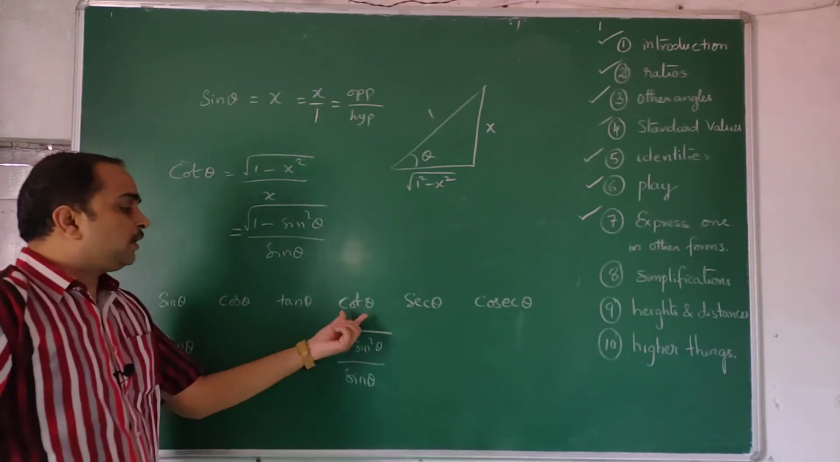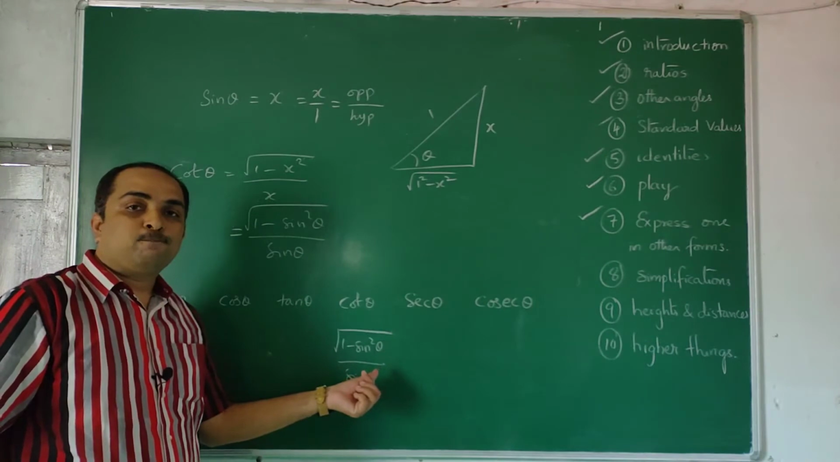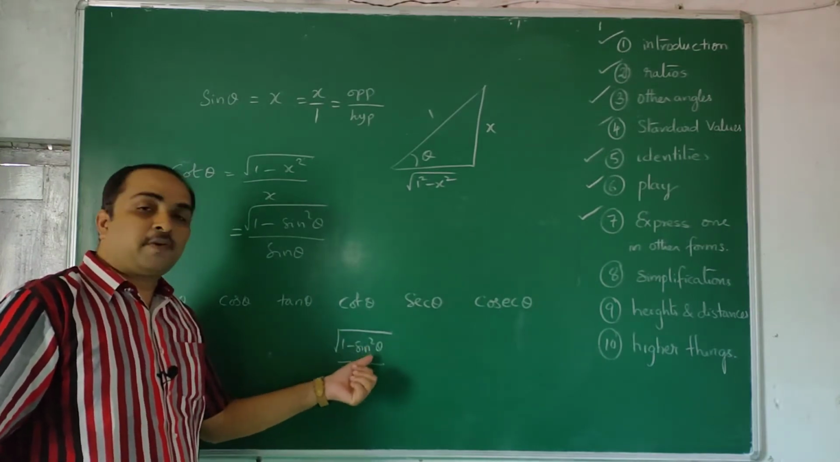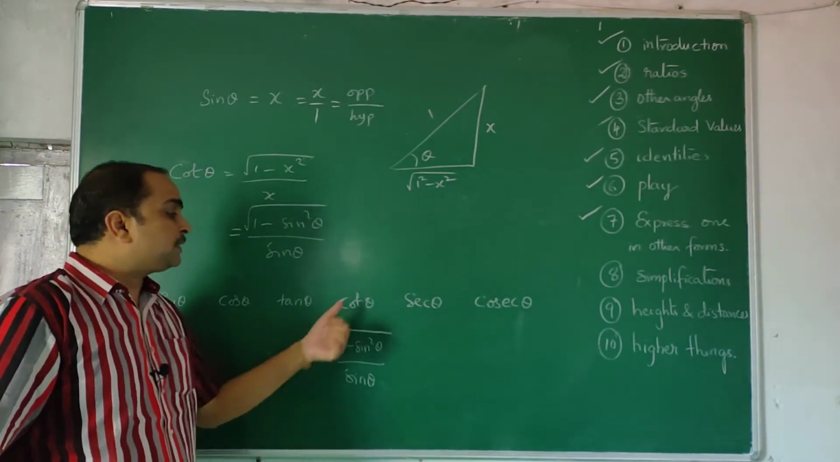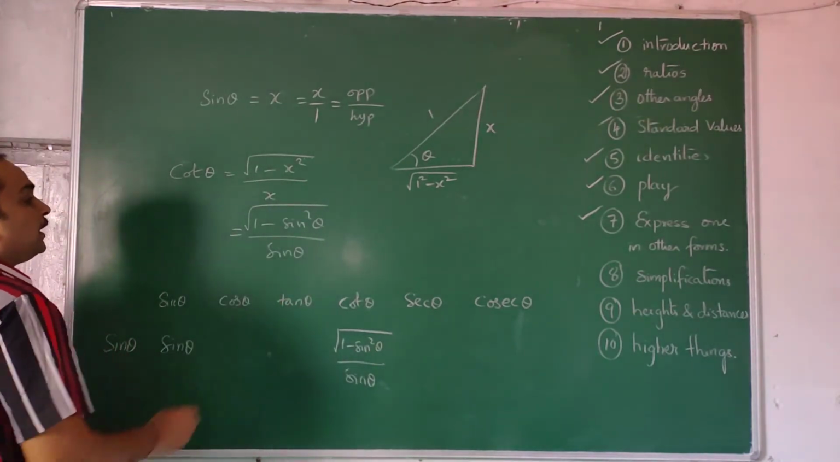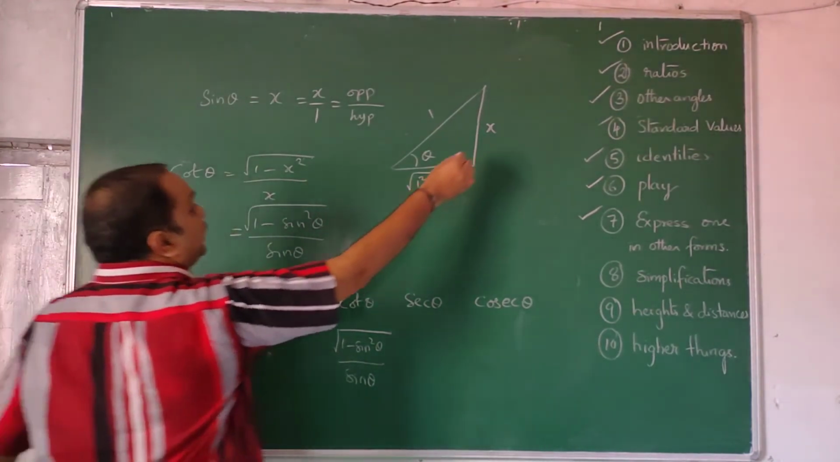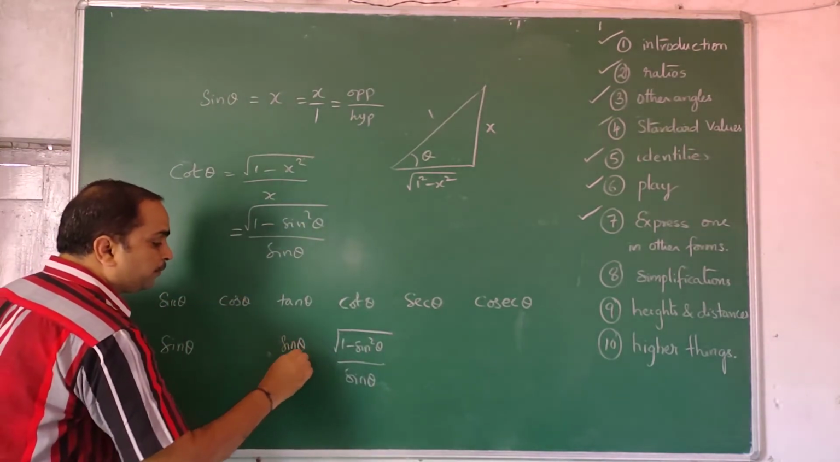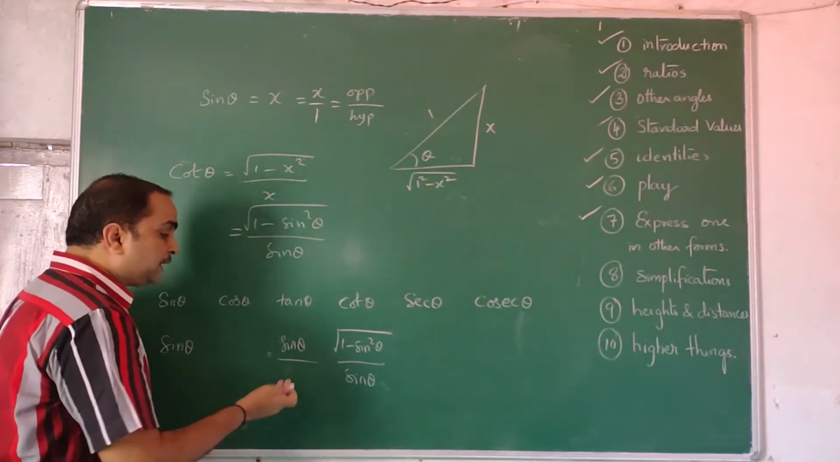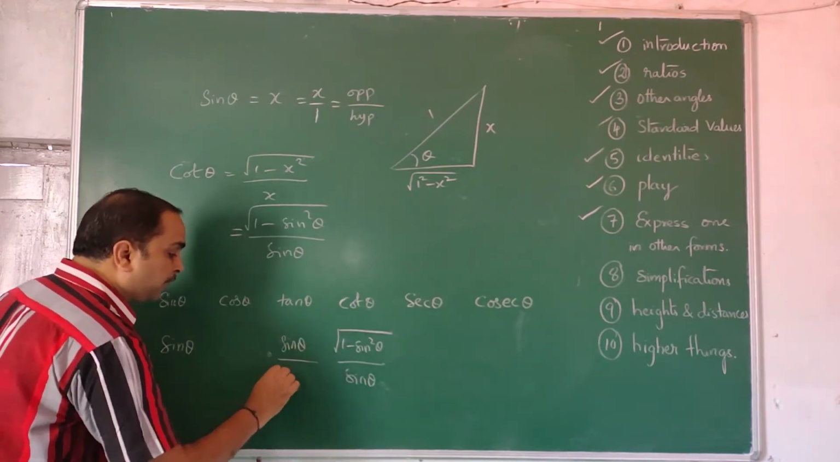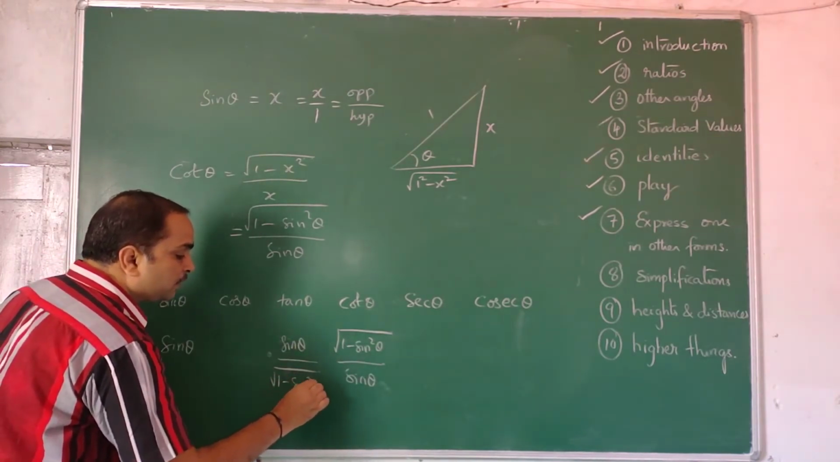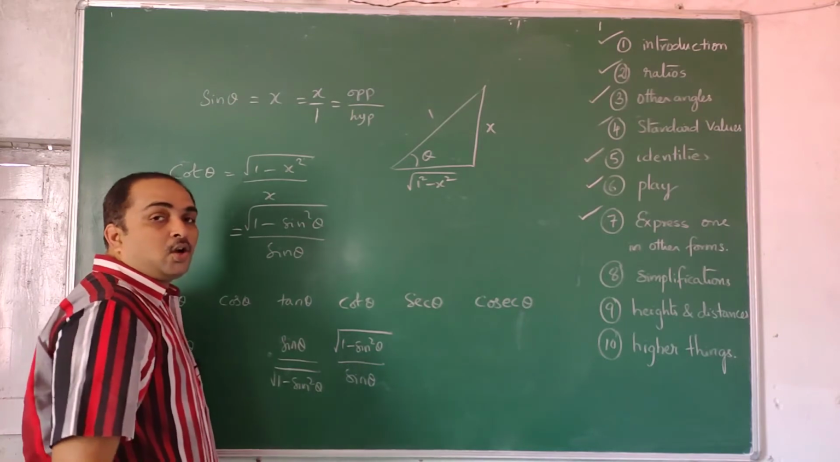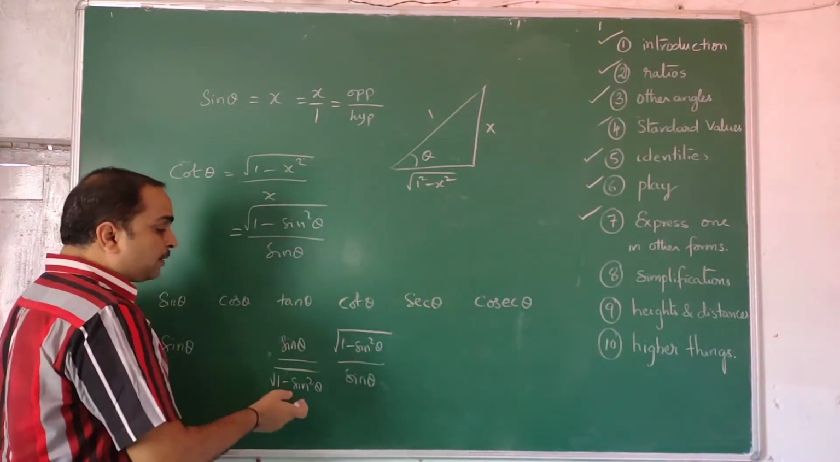You will understand that 1 minus sin square theta is cos square theta. Under root, the square gets cancelled. Cos theta by sin theta, which is cot theta. So how will you get tan theta? Tan theta is this by this, then the opposite of this: sin theta by under root of 1 minus sin square theta. You may ask, sir, why don't you write cos theta? No, we want to write everything in terms of sin only. 1 minus sin square theta is cos square theta. Under root gets cancelled. Sin theta by cos theta is tan theta.